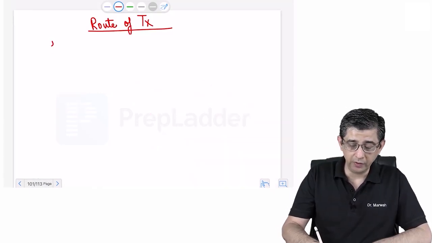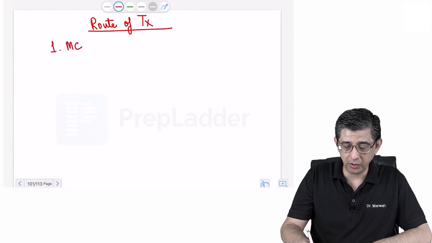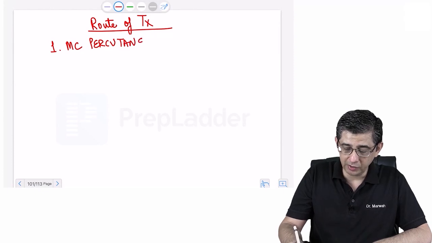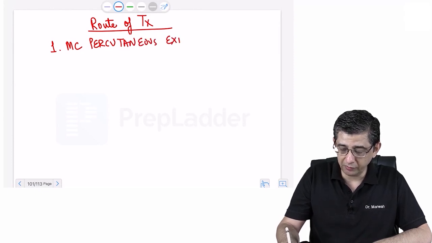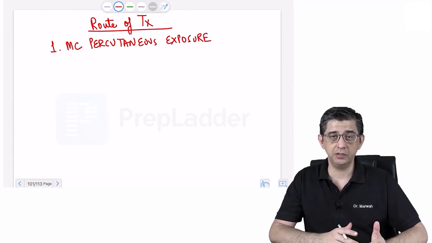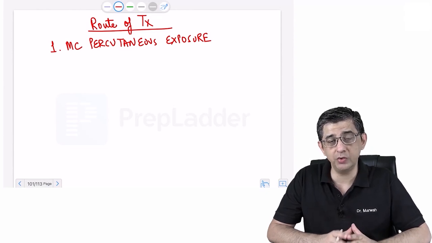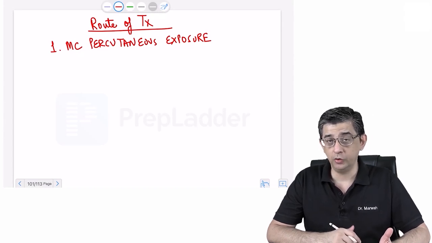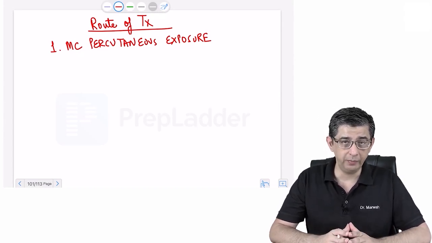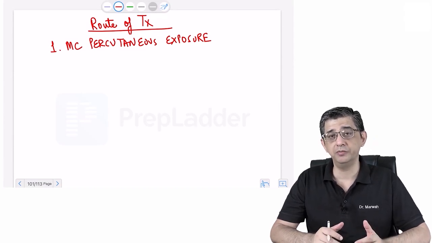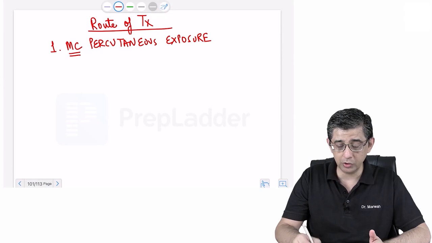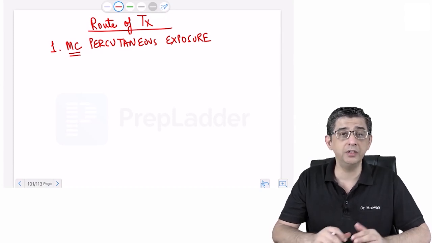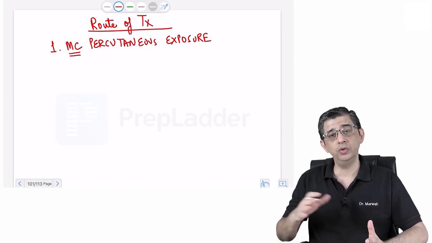The first common route of transmission, or overall the most common route of transmission, will be answered as percutaneous exposure. And at this junction, I would like to clarify that if the question says what is the commonest virus related to transfusion associated hepatitis, then your answer would be hepatitis B. Now these would look like two diametrically opposite statements when you read them for the first time, because on one hand I'm saying the most common route of spread is percutaneous, then I'm saying transfusion associated. See, there are two different aspects.